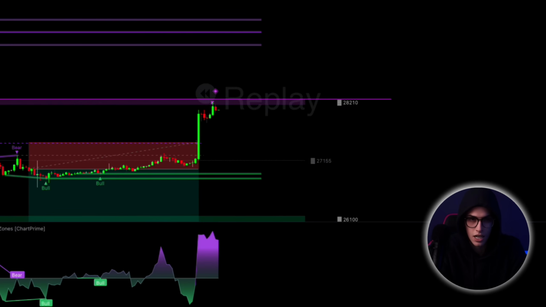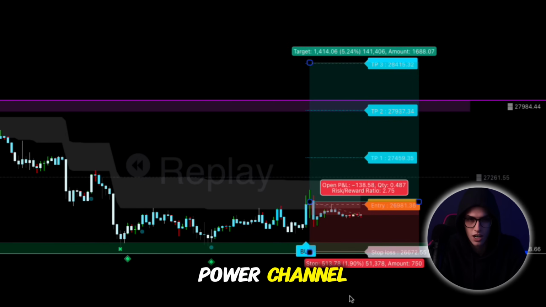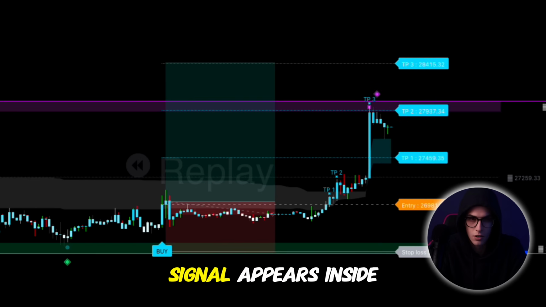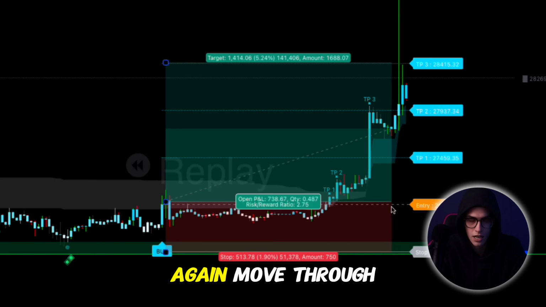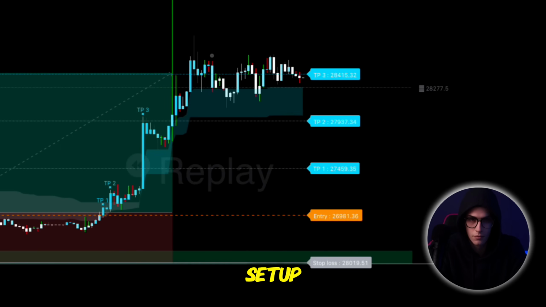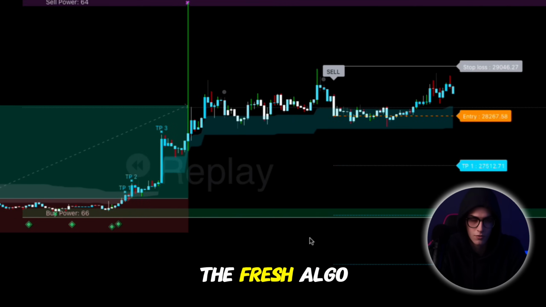For the second combination, Mutanabe AI Fresh Algo Plus, Support and Resistance Power Channel, your rule might be, take a trade only when a buy plus or sell plus signal appears inside a high score zone. Again, move through historical charts slowly, logging the results of each qualifying setup. You'll quickly see patterns like which power scores tend to produce the strongest moves when paired with the Fresh Algo confirmation.